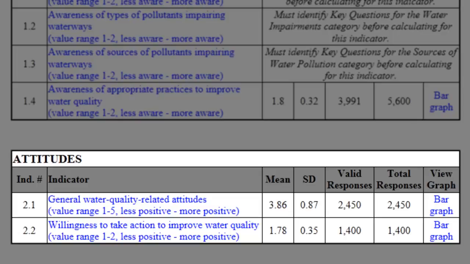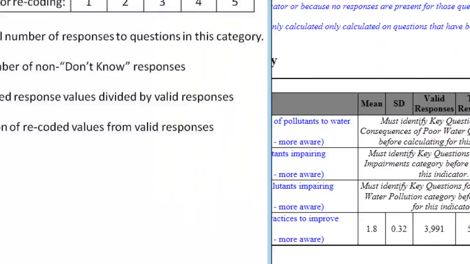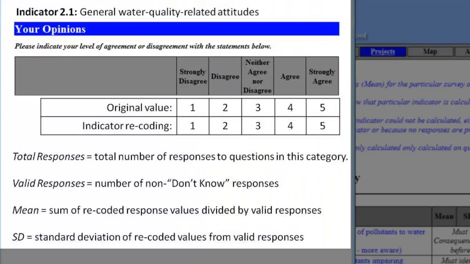To better understand how this indicator is calculated, we can click on the indicator text. We see that the General Water Quality Attitudes indicator was calculated from responses to the questions in the Your Opinions category of the survey. For some of the indicator calculations, original response values are recoded prior to the calculation. In this case, the original values are retained.